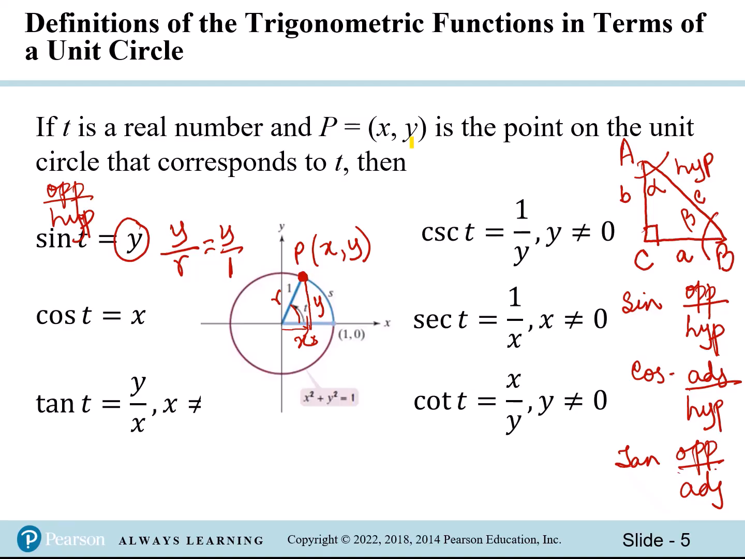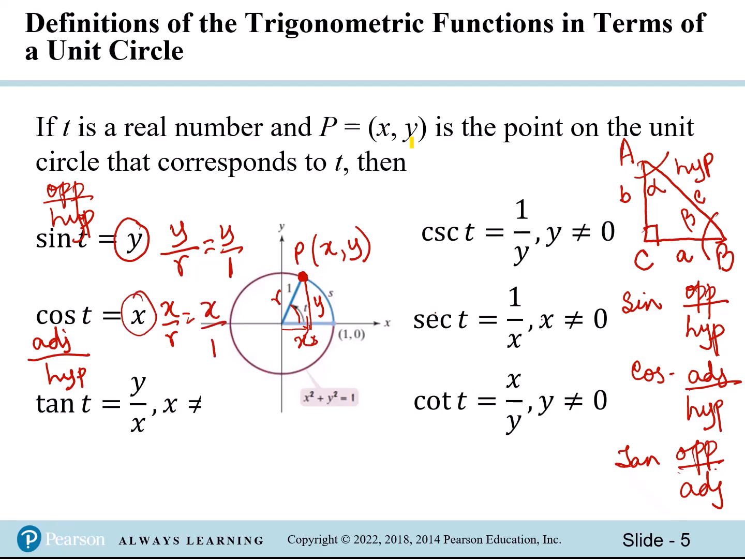How about cos of t? Cos of t has the ratio of adjacent over hypotenuse. So let's find out what the adjacent side to this angle here is. The adjacent side is x, correct? So it's x divided by r. Let's write that. It's x divided by r. However, because r has a value of 1, therefore it's x divided by 1. Therefore, it's simply x for cos of t.